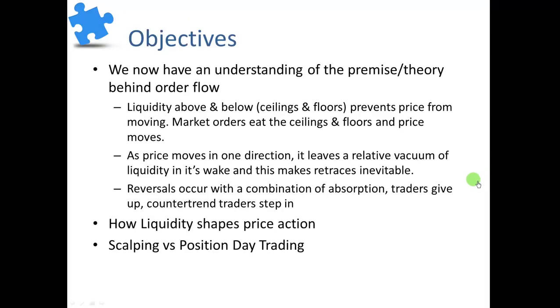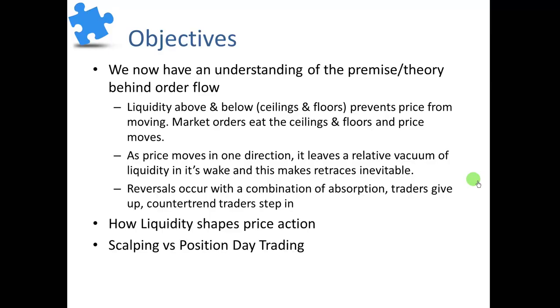Now, we talked last week about order flow, and based on that session, we should have an understanding of at least a theory behind order flow. And if we just recap what we learned last week, liquidity or limit orders act as floors and ceilings, and you can't move through a price until market orders eat all of the liquidity in the way. Now, liquidity has to fill in the wake of a one-way move, and that causes something we call a liquidity vacuum, which is a relative lack of liquidity behind a move.